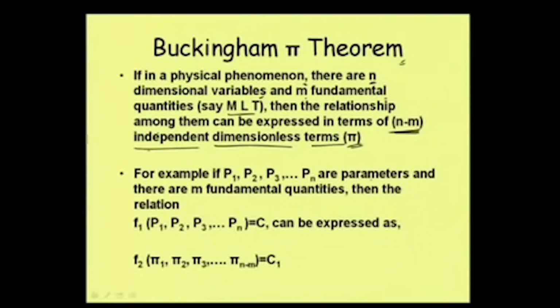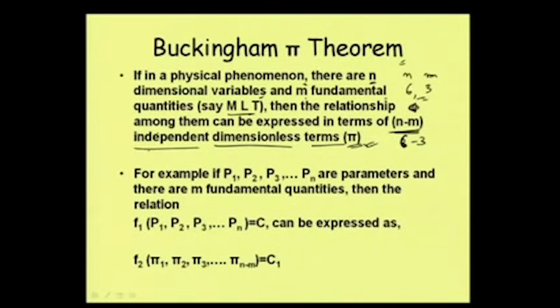What we have explained is that if there are, say, 6 variables involved in the entire phenomenon, and 3 fundamental quantities, then we will have 3 independent dimensionless terms, because n minus m is 6 minus 3, where n is equal to 6 and m is equal to 3. That is what we are referring to. We will go into further details on that.